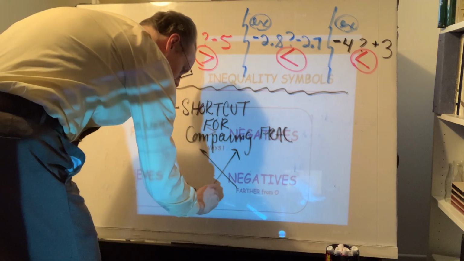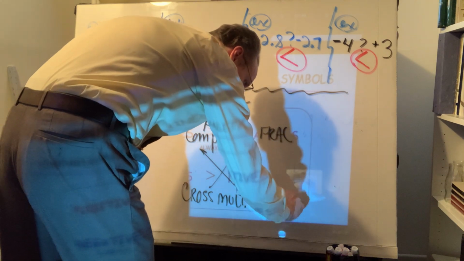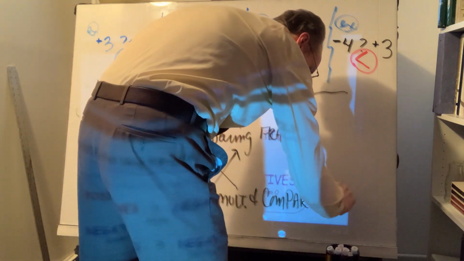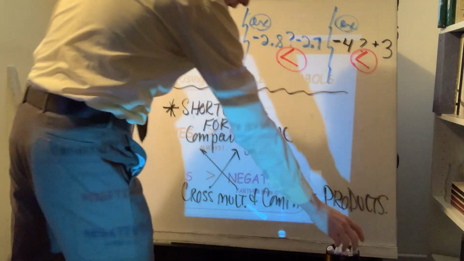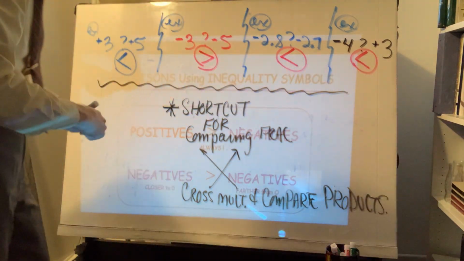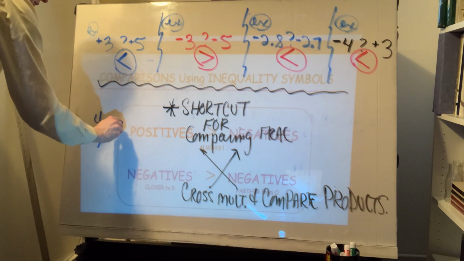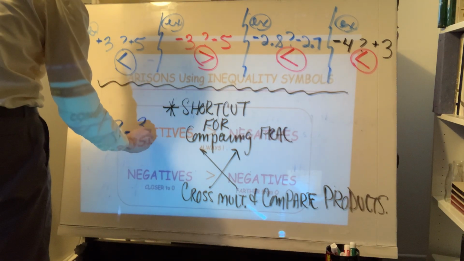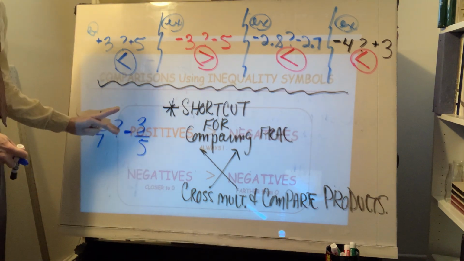Cross multiply and compare products instead. Okay? So, for example, if you had -4/7, and you were comparing it to -3/5. I want to establish this: is this less? Is that greater?